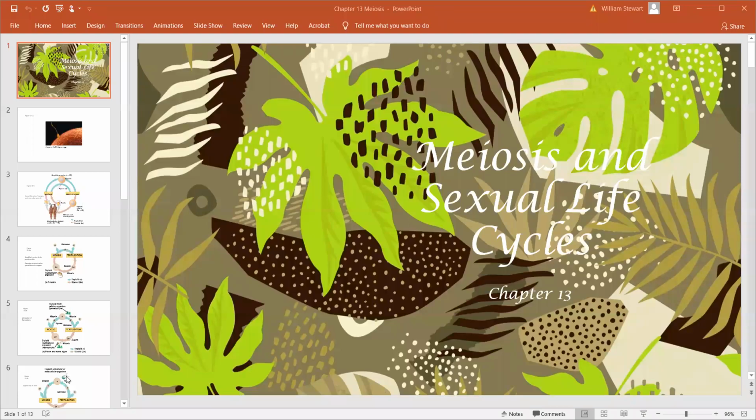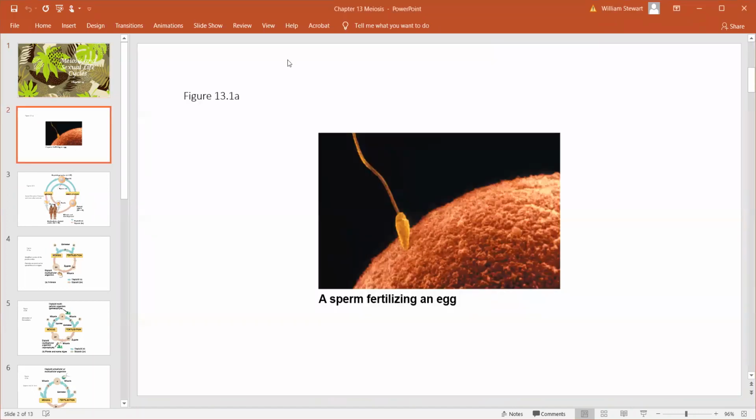Okay, so this is chapter 13, and we're going to talk for a little bit about meiosis. And if you printed out the note handout that I sent you, I'm just going to follow along that note outline. So, sort of an introduction to the chapter, I usually show this picture because it reminds all of us why organisms do meiosis.